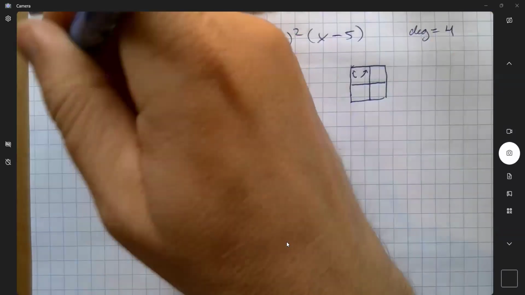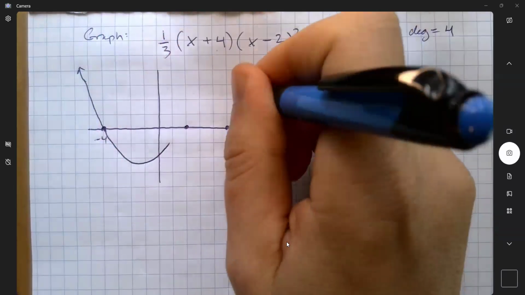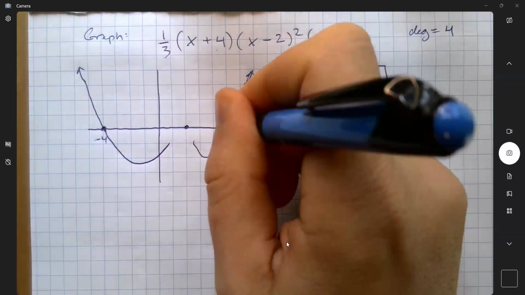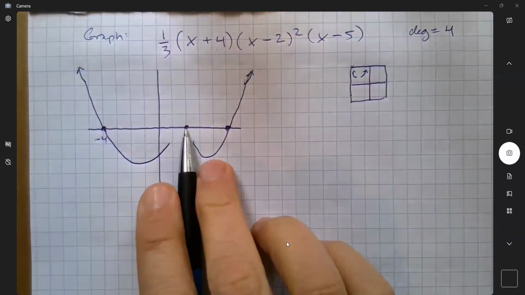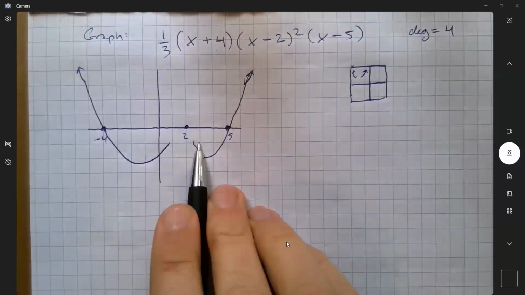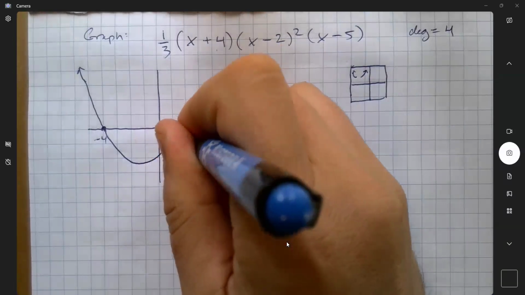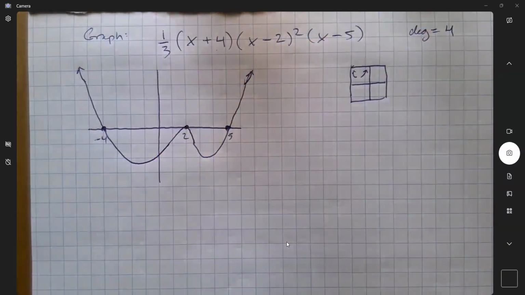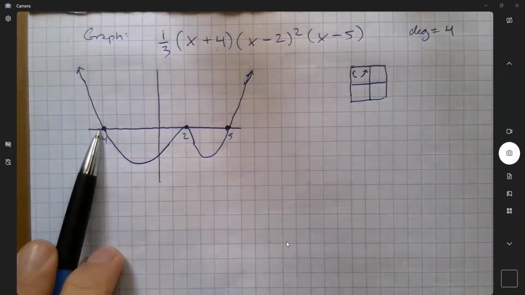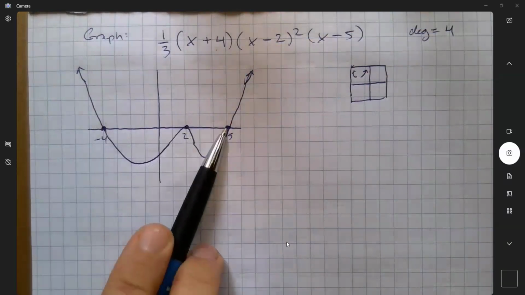And now I connect. I come through here, and I come through here, and hold on. If I'm coming towards the x-intercept at 2 from beneath on both sides, that means it's going to have to actually bounce off and turn around. And that's something that we haven't seen in our videos before. So far, our x-intercepts, the graph always went through the x-axis, but actually it's not necessary.